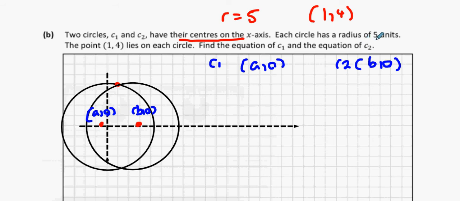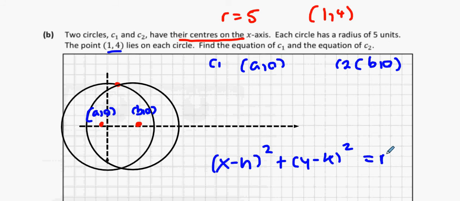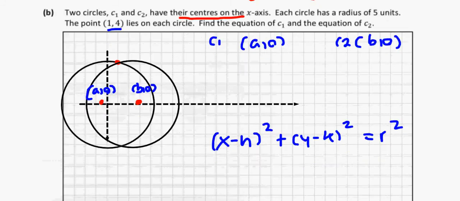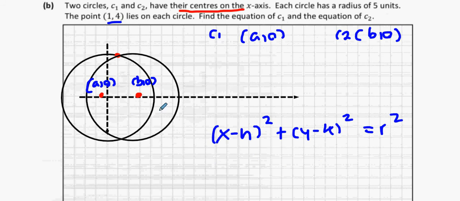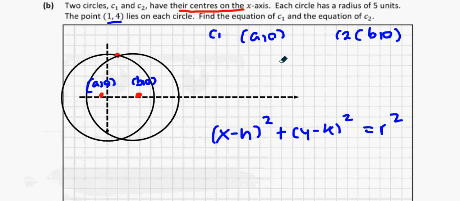We both know they have a radius of 5 units. The point (1,4) lies on each circle. I'm inclined to go for (x minus h) squared plus (y minus k) squared equals r squared. Let's see what I can determine from this. Now, this could be the wrong way, but we'll try it out anyway. No harm in trying. Now, r is 5, so 5 squared is 25.